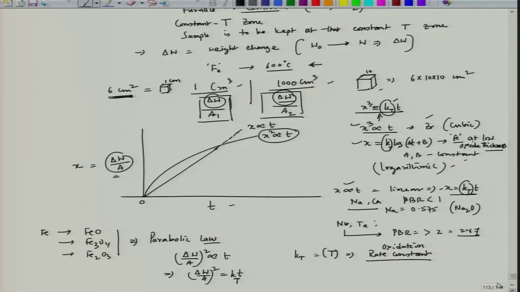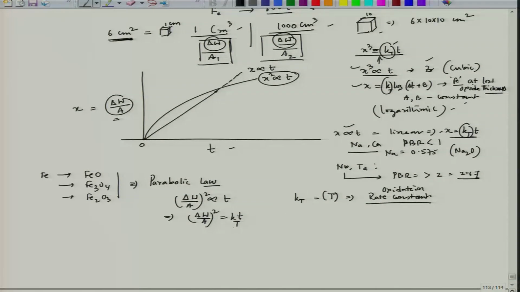Now, I can do this at 4 temperatures T1, T2, T3 and T4. I can measure, this is let us say temperature, this is rate constant. The same experiment I will repeat at different temperatures. So, I can find out the rate constants as k T1, k T2, k T3, k T4.